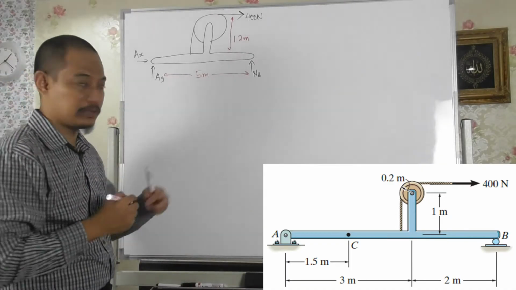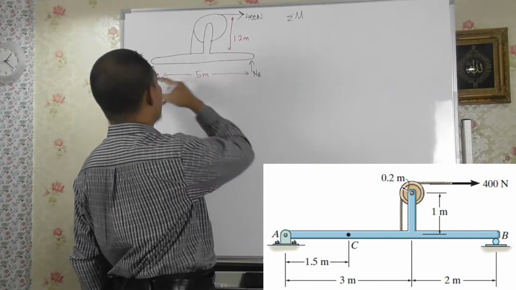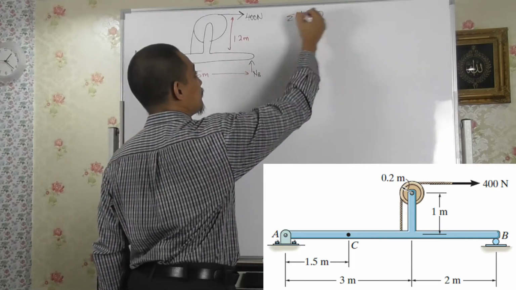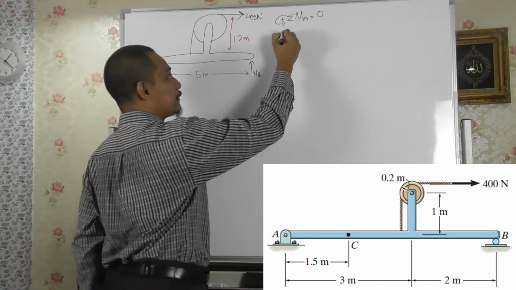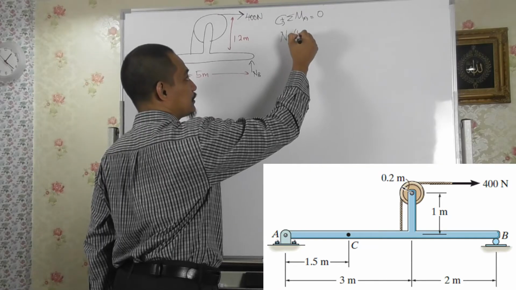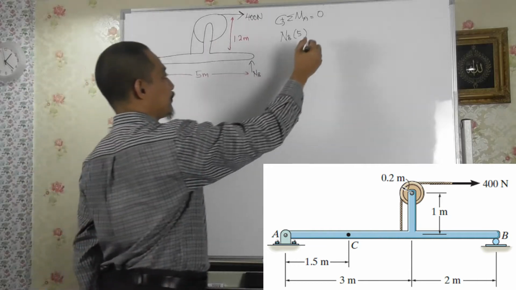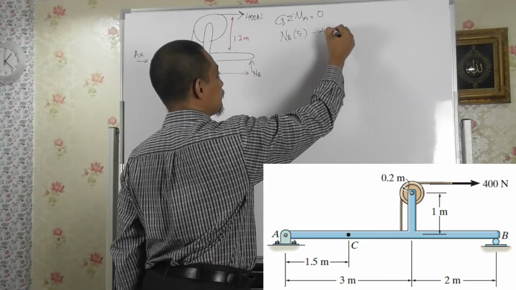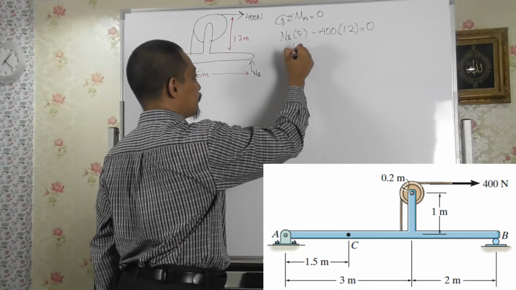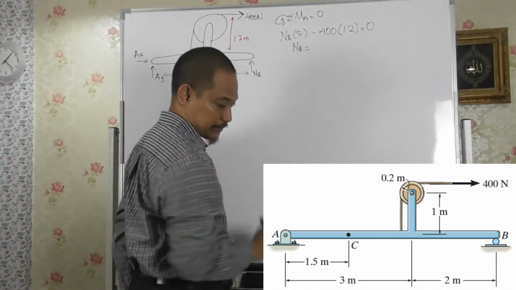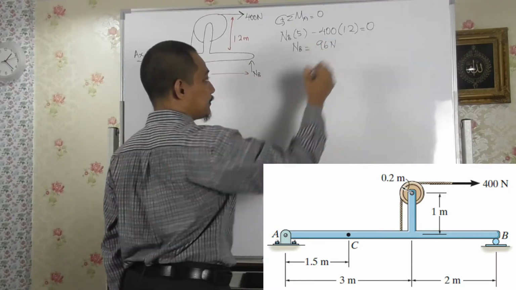So if we solve for this, let's use summation of moment about point A equal to 0. If you take counterclockwise as positive, you'll have NB times the distance of 5. That is counterclockwise, and you have 400 clockwise, so minus 400 times the distance of 1.2 equal to 0, right? So if you solve for NB, you will get 96 Newton.